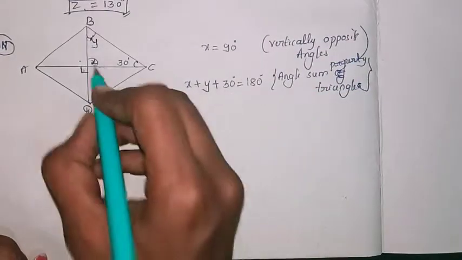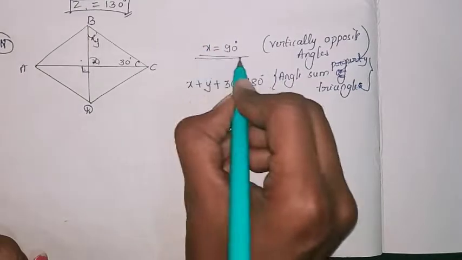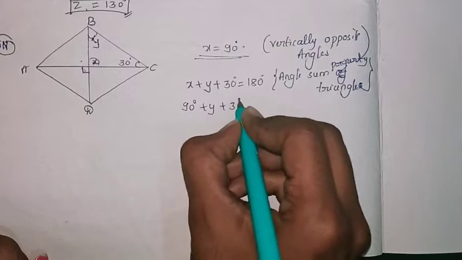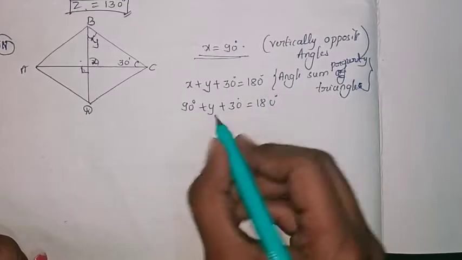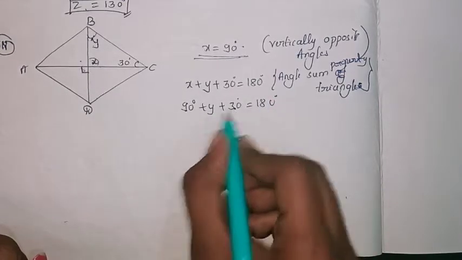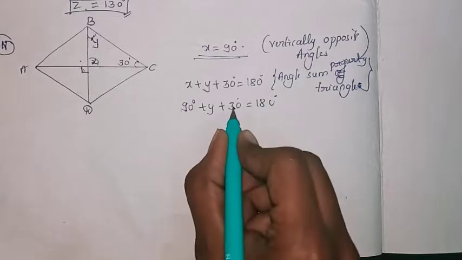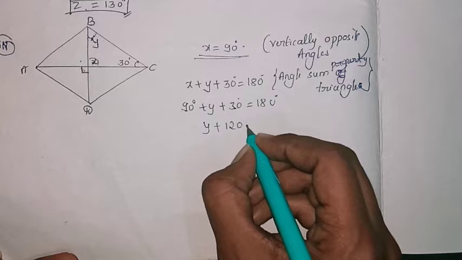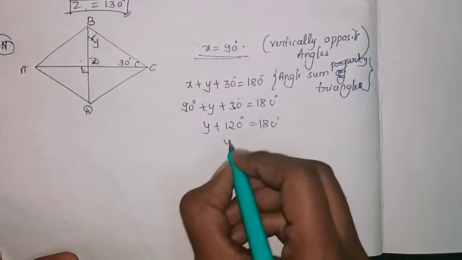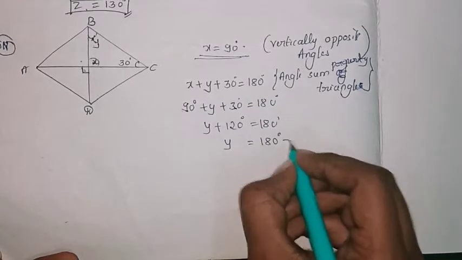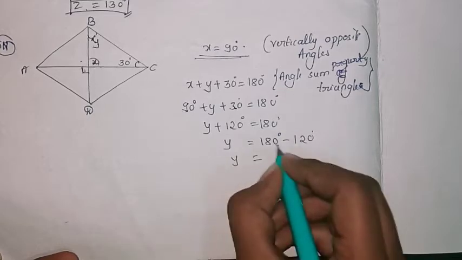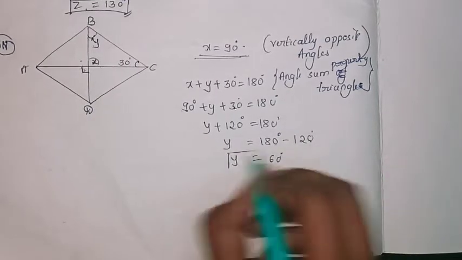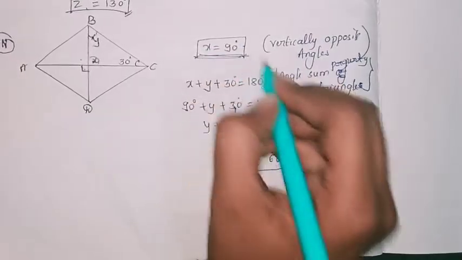So X plus Y plus 30. So from that we know, we have written X is equal to 90 degree. So 90 degree plus Y plus 30 degree is equal to 180 degree. And 90 plus 30, so that is 120. So Y plus 120 degree is equal to 180 degree. So Y is equal to 180 degree minus 120 degree. So Y is equal to 180 minus 120, that is 60 degree. So this is X and Y value.